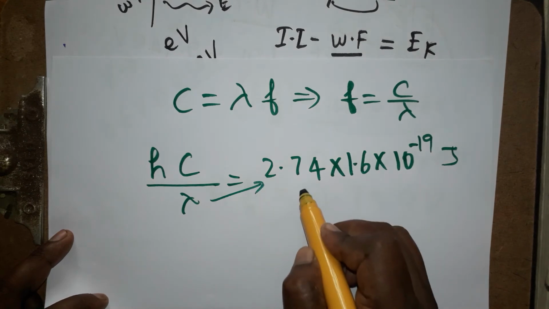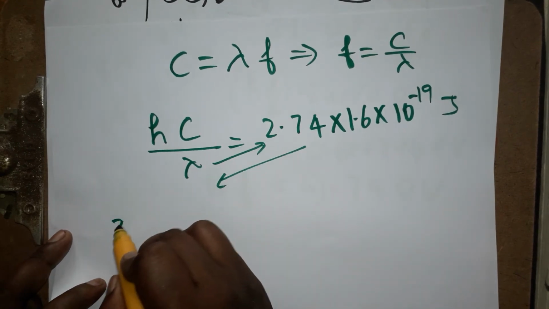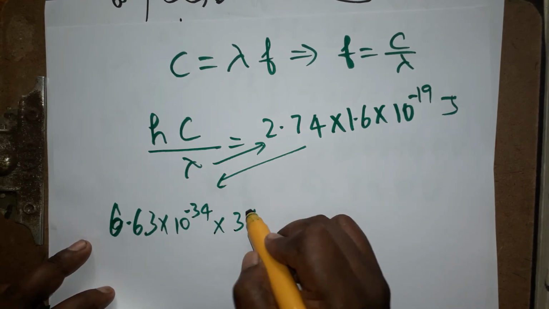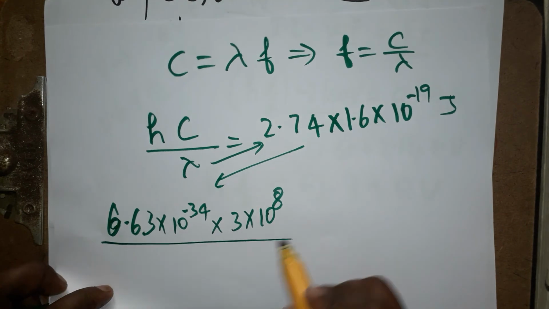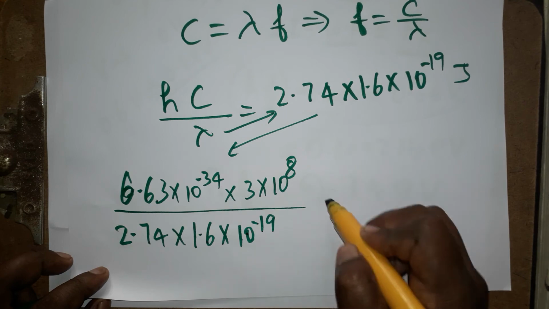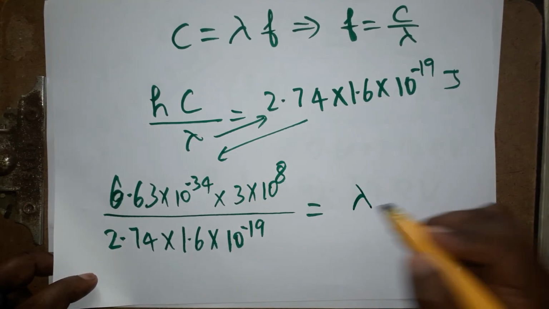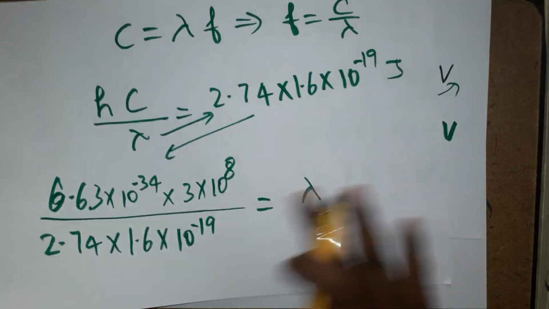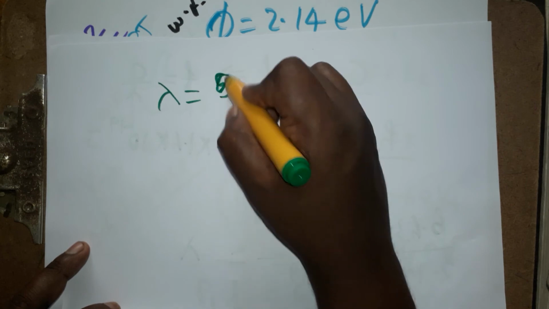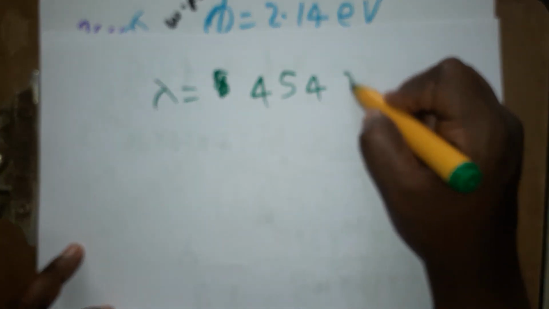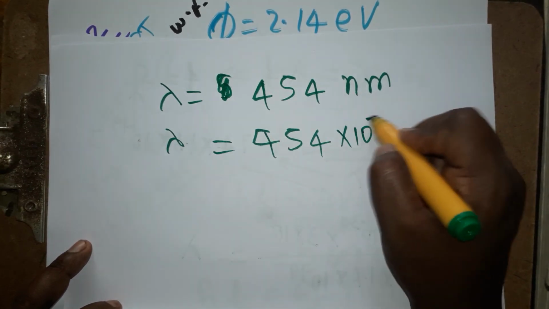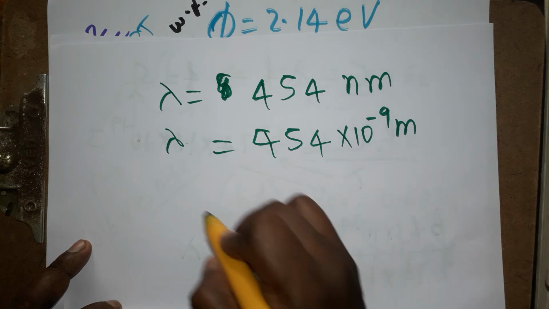Okay, wavelength you can take this side, and this you can bring here. So h is 6.63 into 10 power minus 34, c value is 3 into 10 power 8. I brought these to the numerator, and the denominator is 2.74 into 1.6 into 10 power minus 19, which is equal to the wavelength. From this whole calculation I'll finally get the wavelength. The final answer of the wavelength is going to be 454 nanometer, which is 454 into 10 power minus 9 meter.